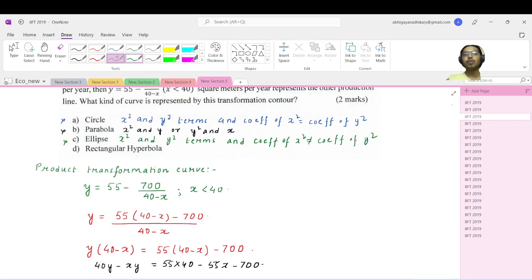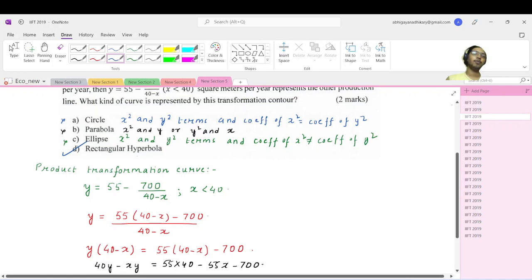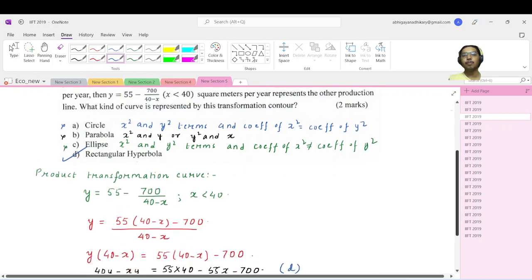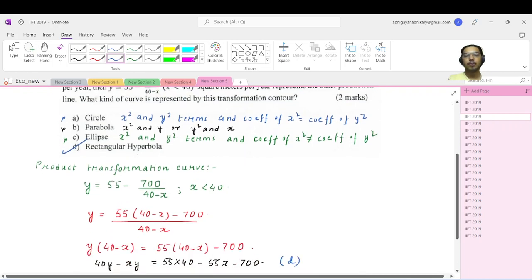So the only option that's left is rectangular hyperbola, which is option number D in this case. So this basically represents a rectangular hyperbola. So the option is option number D for question number 10. Okay, thank you.